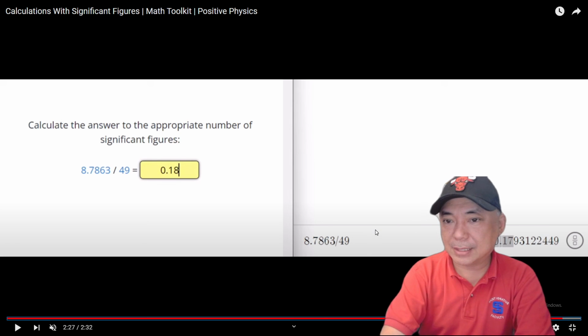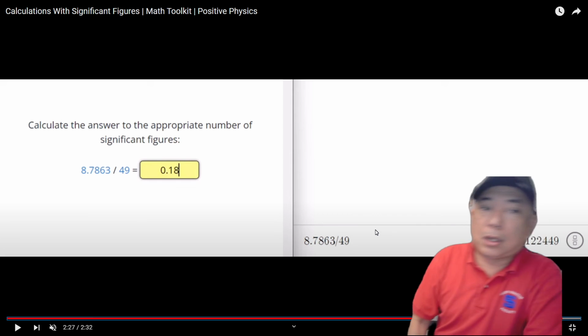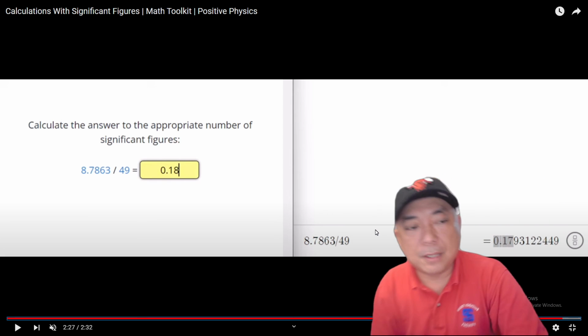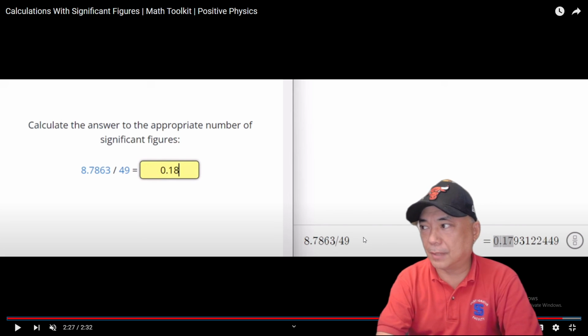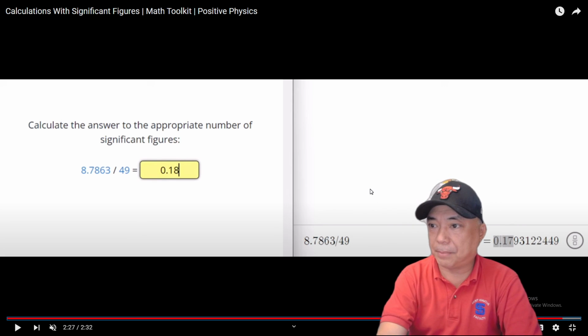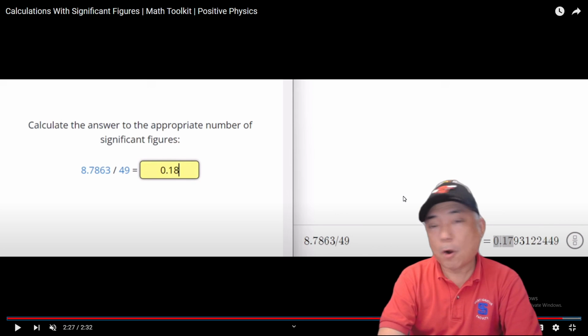All right, so that's how easy it is. Those are the examples of how to work on calculations with significant figures.